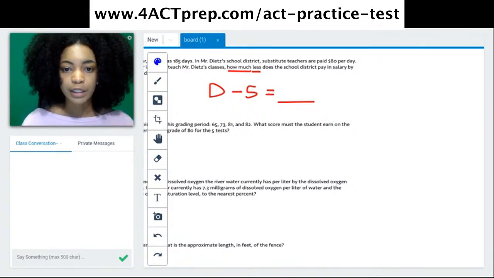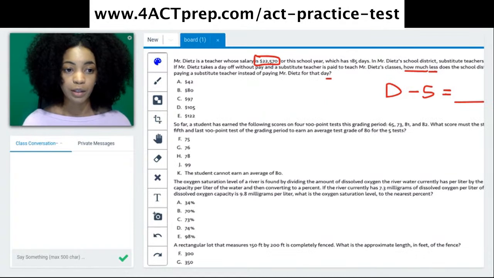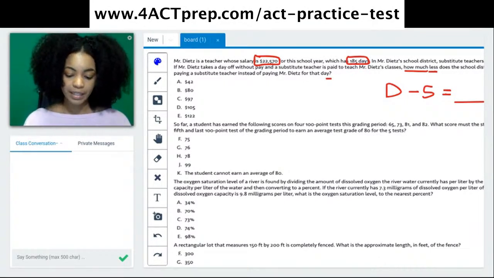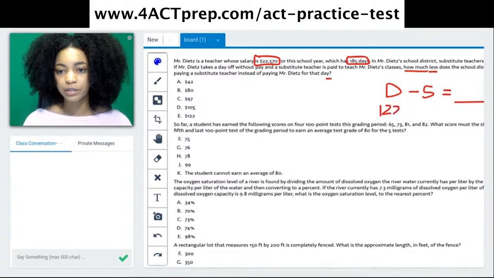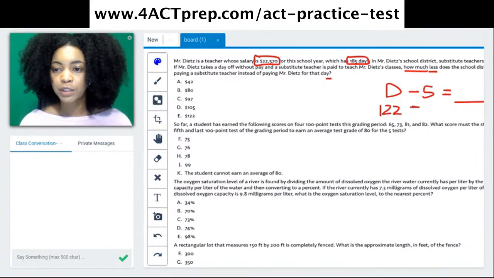So Mr. Deets' salary for the year is $22,570, but that's all year long. We need a daily rate, but we know that's for 185 days of work. So we can divide that yearly salary, 22,570, by 185, and we get a daily rate of $122 for Mr. Deets. Minus, now can we go find the substitute rate? In Mr. Deets' School District, substitute teachers are paid $80 per day. So 80.